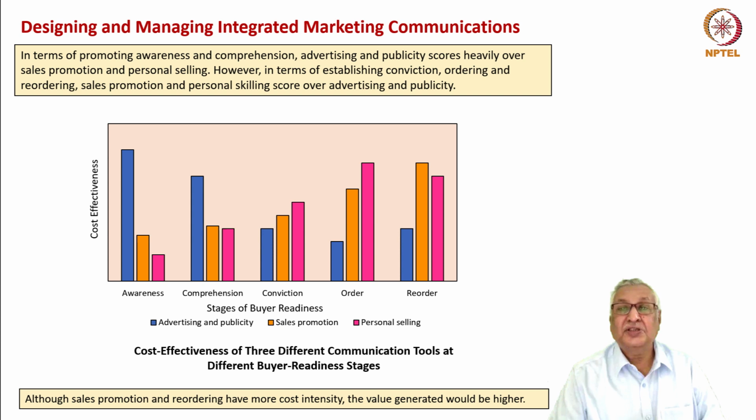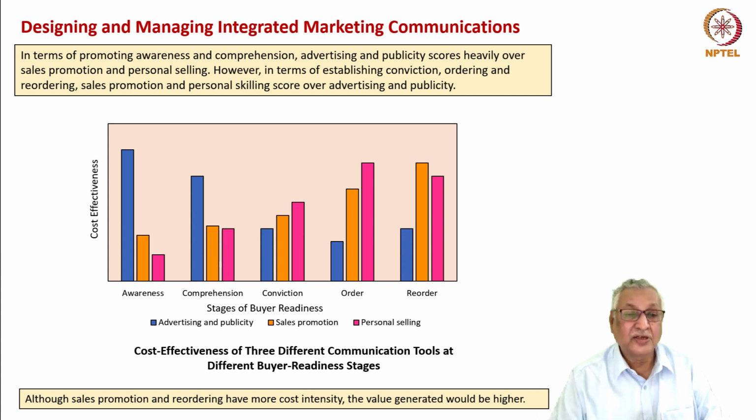Designing and managing integrated marketing communication involves understanding what works best at what level of the marketing funnel or marketing journey. In terms of promoting awareness and comprehension, advertising and publicity score heavily over sales promotion and personal selling. However, in terms of establishing conviction, ordering and reordering, sales promotion and personal selling score over advertising and publicity.